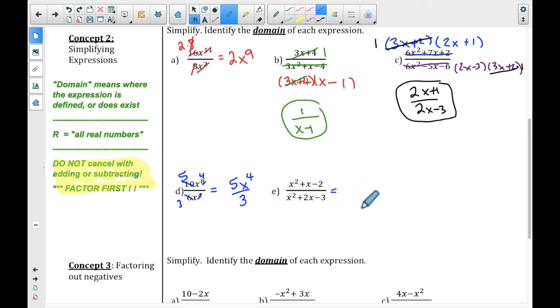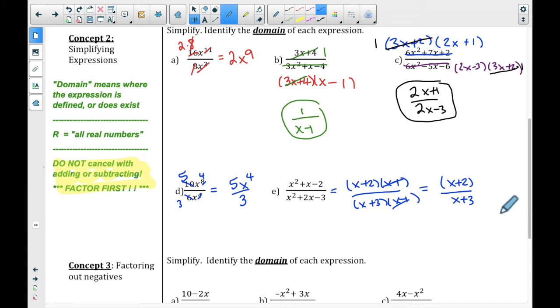Last one, we need to do factoring. Take a second to factor this. All right, when you factor this, you get these factors. X minus 1 and x minus 1 simplify to 1. Anything times 1 is just itself, so we are left with x plus 2 over x plus 3.